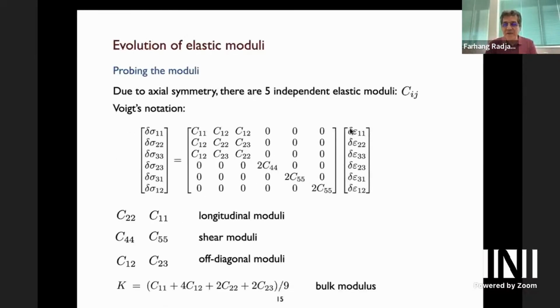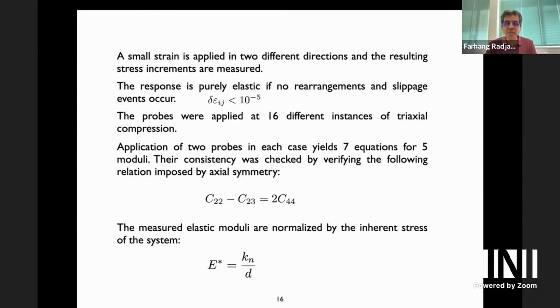So we apply delta epsilon, and we evaluate the variations of the stress. And so we chose an increment of 10⁻⁵, which is small enough, at least before the peak, before the system is unstable, for evaluating the elastic moduli.